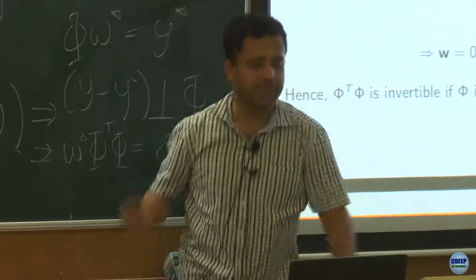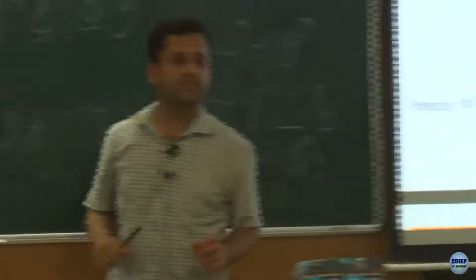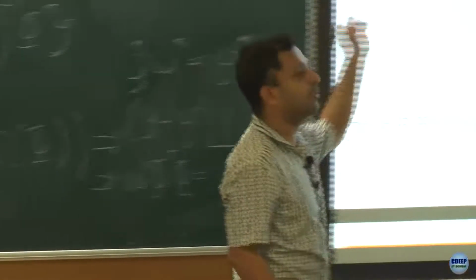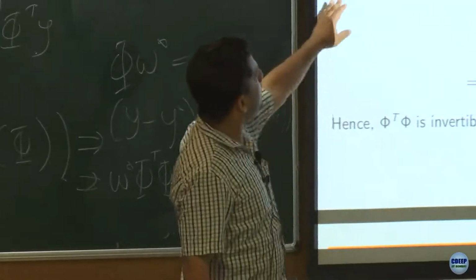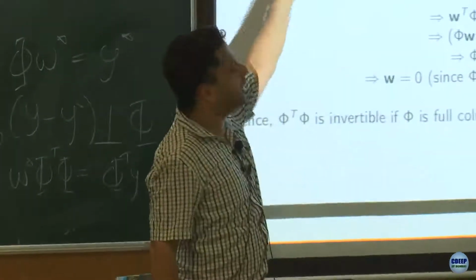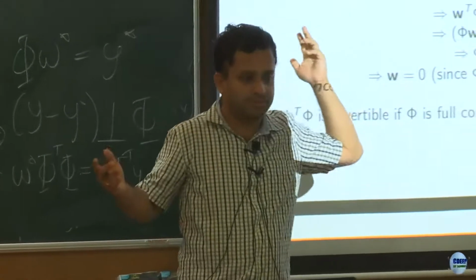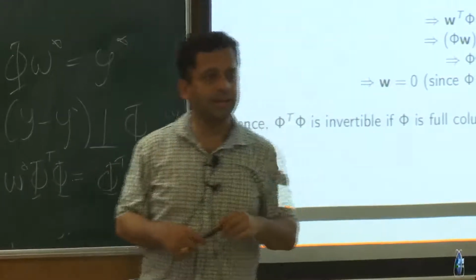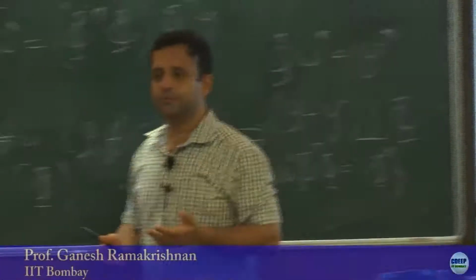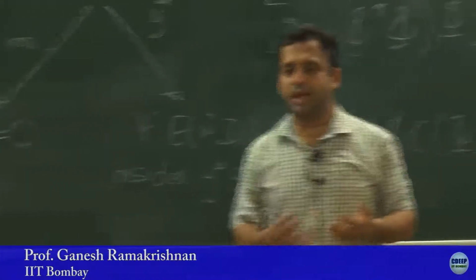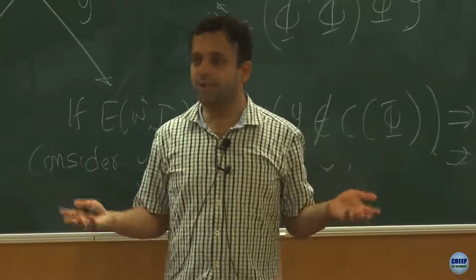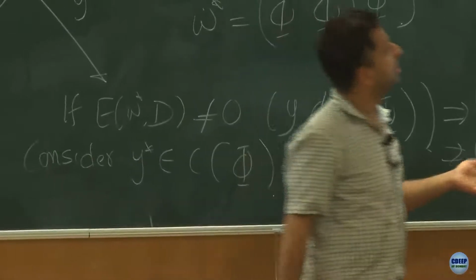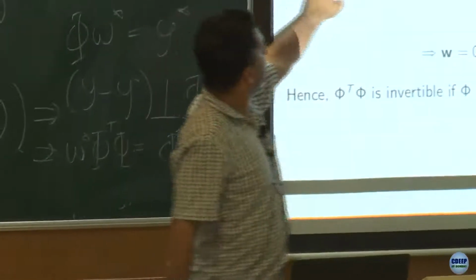Okay, we assume that phi has full column rank. Suppose there exists a W such that phi transpose phi W equals 0, which means that phi transpose phi is not invertible, right? If phi transpose phi is not invertible, then you would have some non-trivial null space. So if this exists, then what happens?